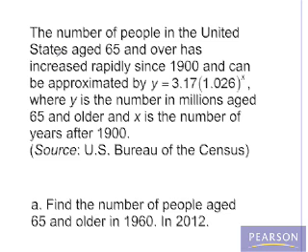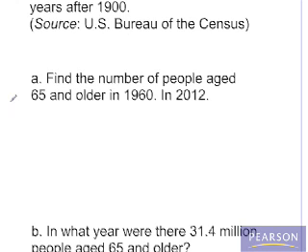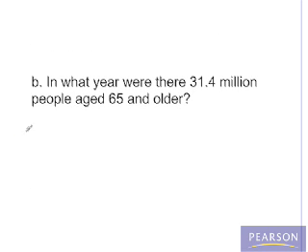The number of people in the United States aged 65 and over has increased rapidly since 1900 and can be approximated by y equals 3.17 times 1.026 to the x power, where y is the number in millions aged 65 and older and x is the number of years after 1900. Part A. Find the number of people aged 65 and older in 1960 and then in 2012. Part B. In what year were there 31.4 million people aged 65 and older?